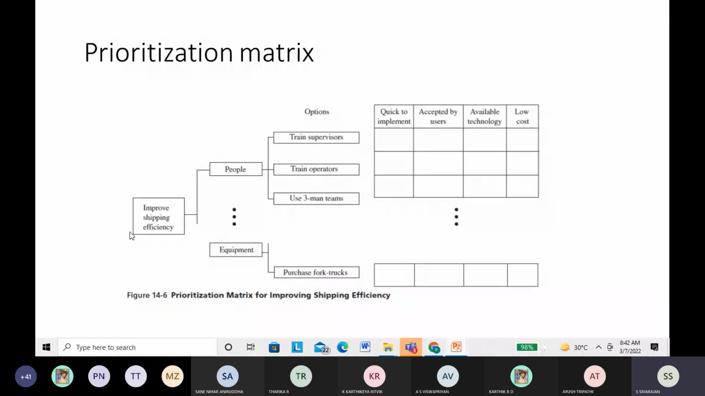There are four options which can improve the shipping efficiency. Now we have taken four criteria to implement. The first is acceptance by the users, because that is very important: the supervisors, operators. If you want to implement something in a university, the students should accept it. That is why we have something called QCM, quality control meeting.